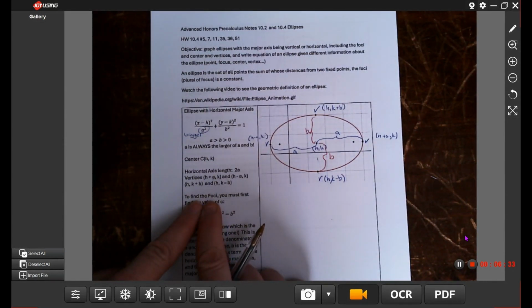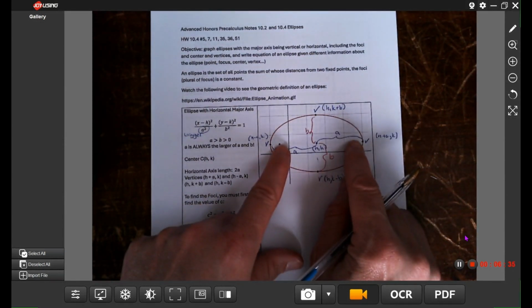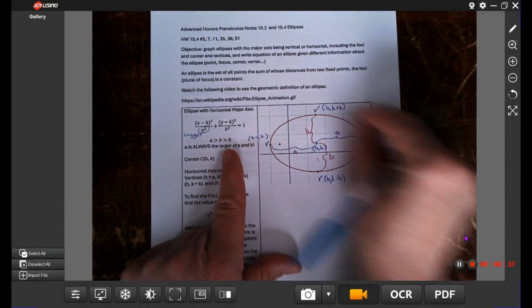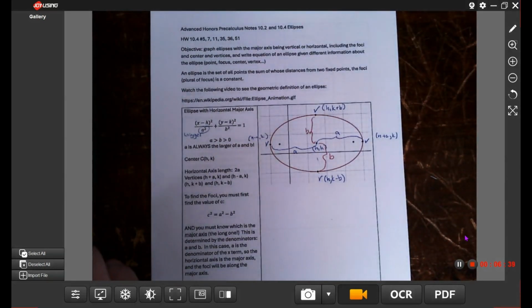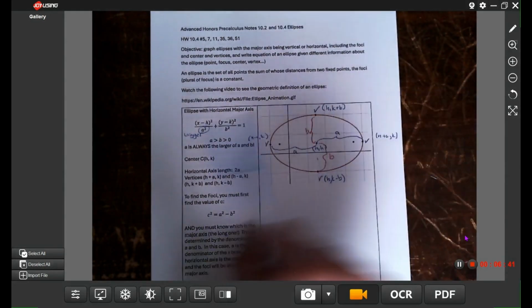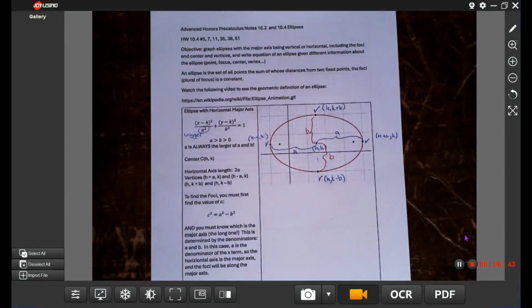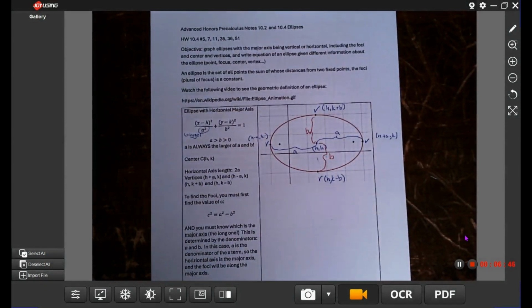And then we also need the foci. Those are the points where, if you tied a string to it, you could drag it around and draw your ellipse. So we have to figure out what those are. It turns out, I'm going to do this backwards a little bit.